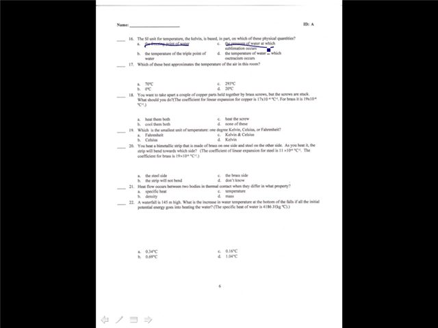It's not the pressure of water at which sublimation occurs, and these don't really have any meaning. It's B, the temperature of the triple point of water. It's also based on the absolute zero temperature. Which of these best approximates the temperature of air in this room? Well, 70 degrees Fahrenheit is approximately equal to 20 degrees Celsius. You should just have a good idea for that.